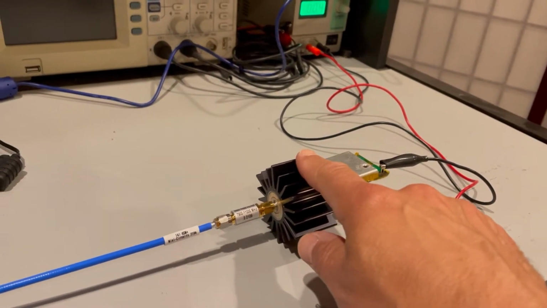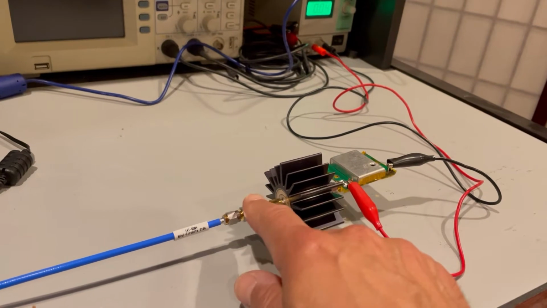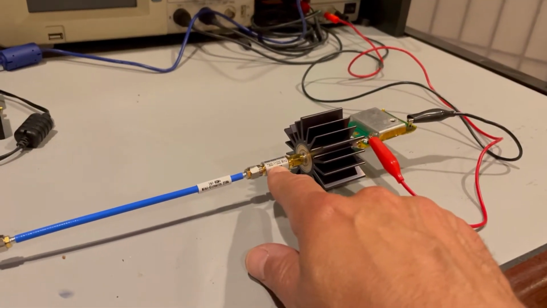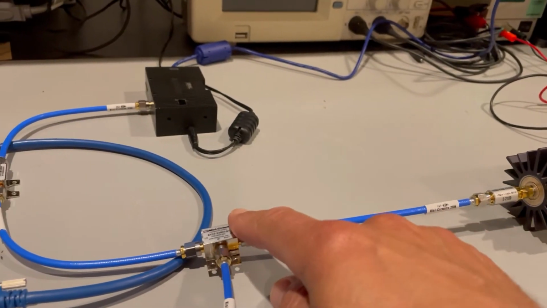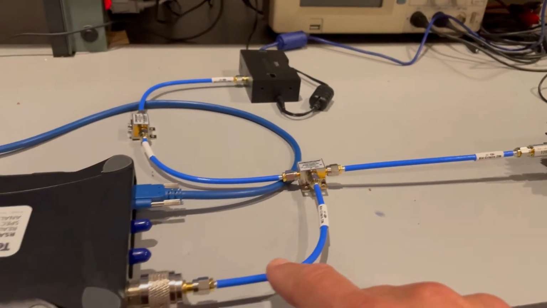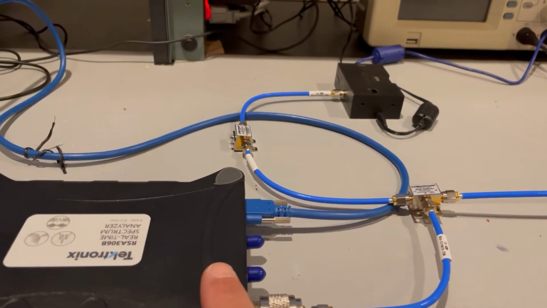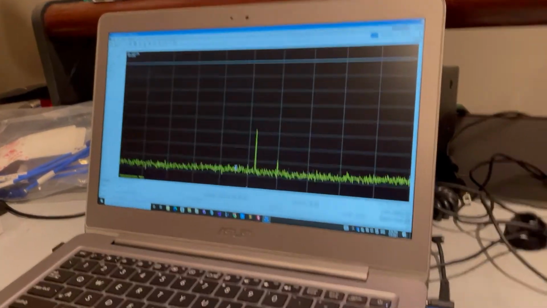I've got a 30 dB attenuator for safe measure. This is the high pass filter starting up around 7.9 gig. It's the RF into the mixer. And then the IF out goes to the analyzer. So this is pretty nice.